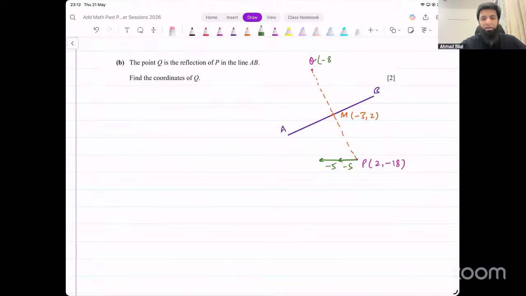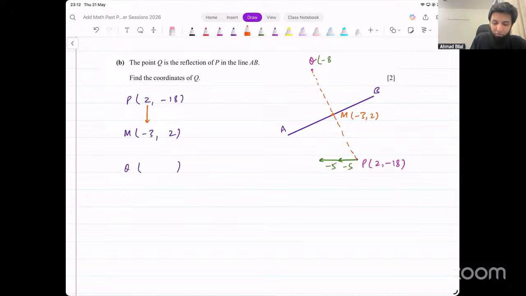Similarly for the y coordinate as well. I like to write it like this. Write P. P is 2 and -18. Then write the midpoint first, which is -3 and 2. And then write Q. Think of it like this: how many units do you have to go in order to reach -3 from 2? You have to go -5 units. Since M is the midpoint, you go -5 units more in the x direction, and that will give you -8.